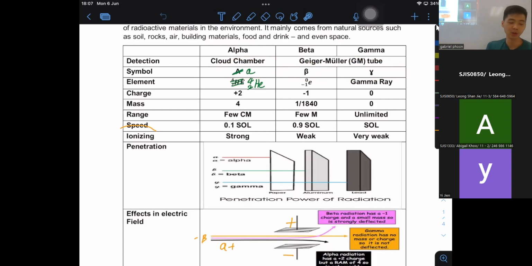Right. Then after that, I mentioned also, guys, this is important, the element for each and every one of the symbols is very important. Alpha will be helium-4, 2, for sure. You need to remember the 4, 2 as well, guys. The beta will be 0, -1, and gamma will just be a ray because it is part of the electromagnetic spectrum.